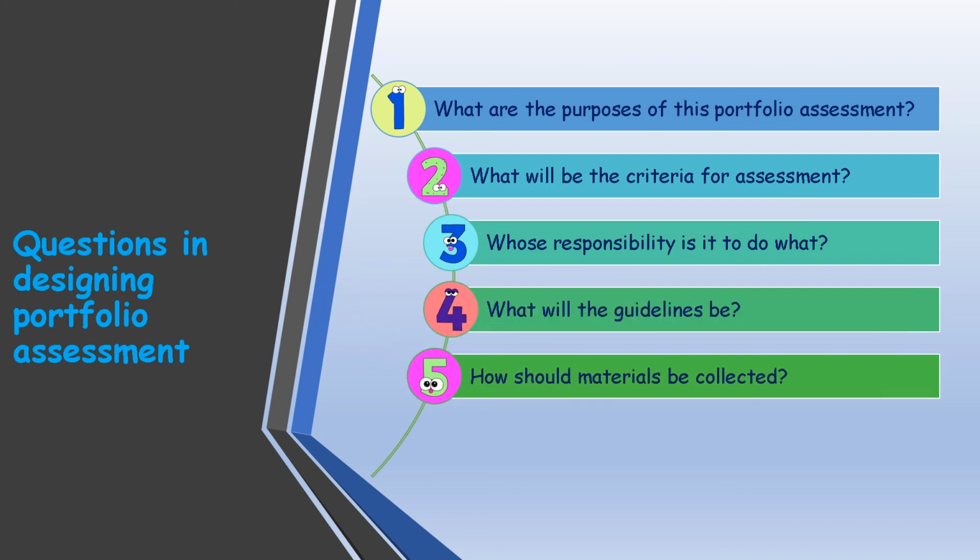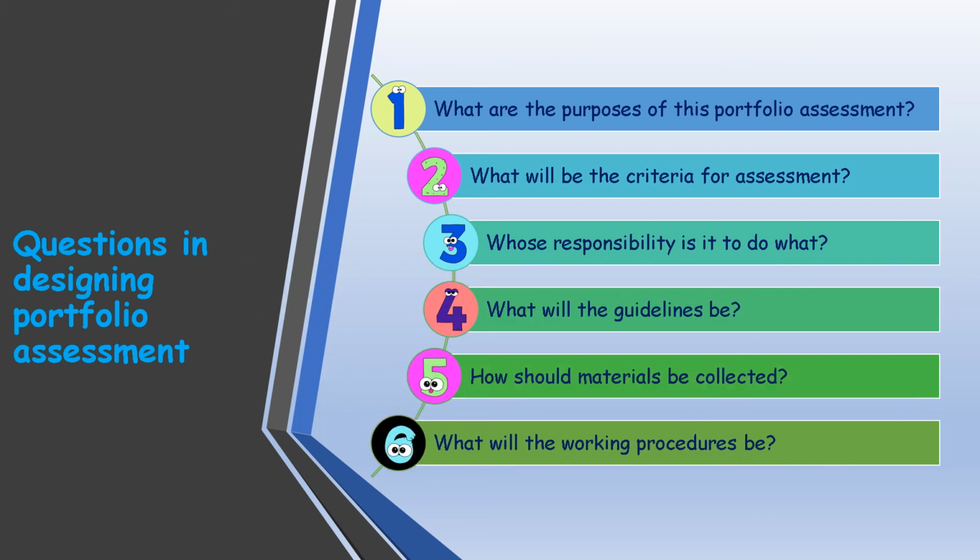Number five, how should materials be collected? Where will the portfolio be housed? How should they present the materials? How many items should be included per category? And number six, what will the working procedures be? When and how often should the portfolio be checked and evaluated? How will I report the evaluation to the students? If you have clear answers to all these questions, then your portfolio assessment should be effective.